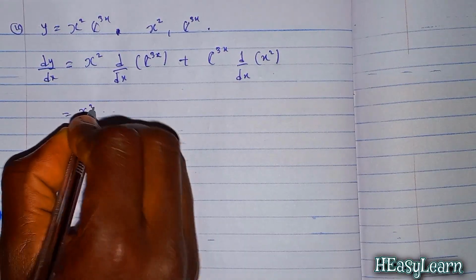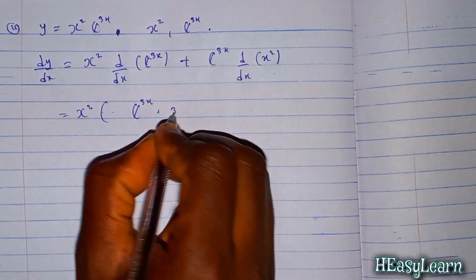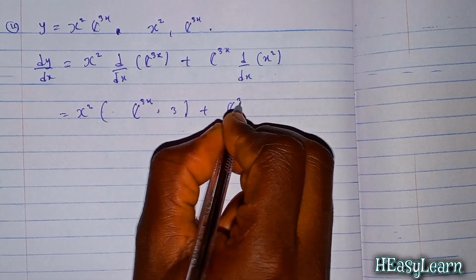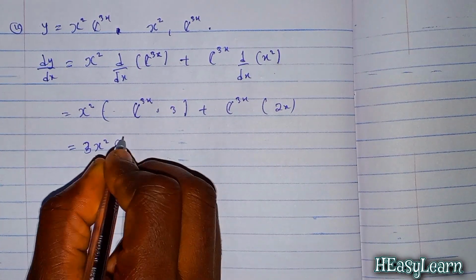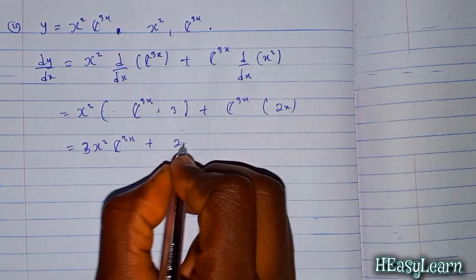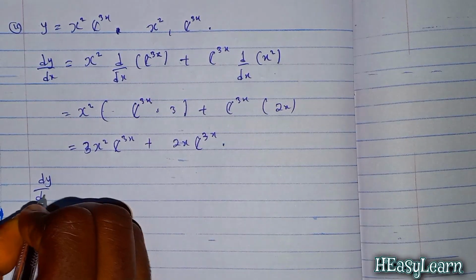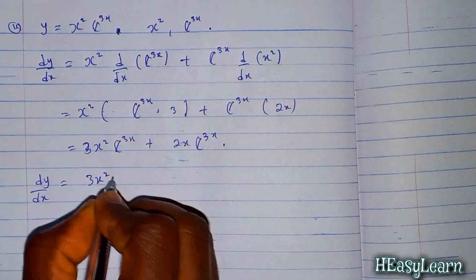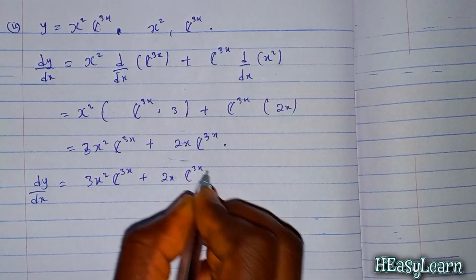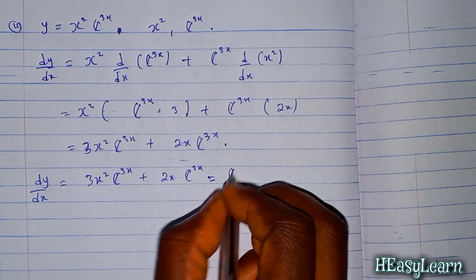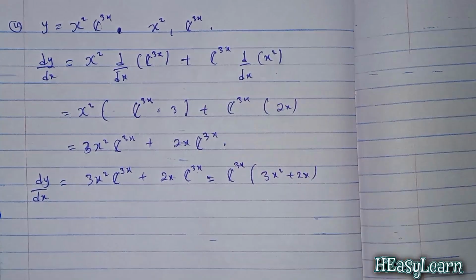This is x squared exponential 3x multiplied by 3, plus exponential 3x multiplied by 2x. 3x squared exponential 3x plus 2x exponential 3x. So the derivative of the function is 3x squared exponential 3x plus 2x exponential 3x. It can be further simplified by factoring out exponential 3x: exponential 3x times 3x squared plus 2x.